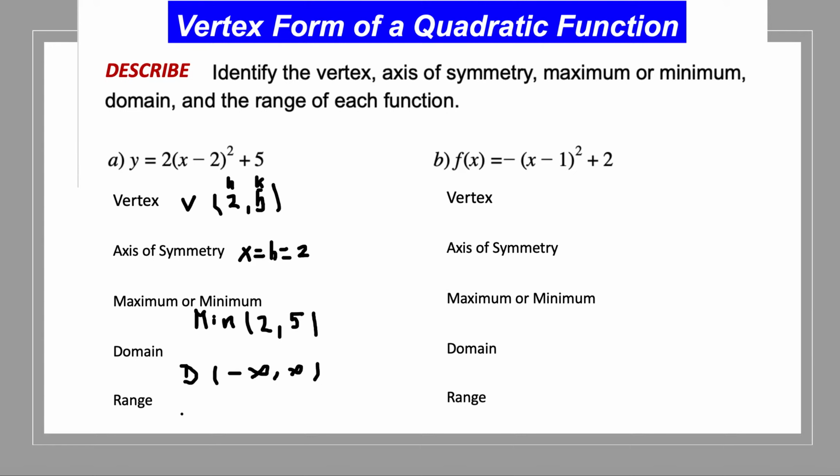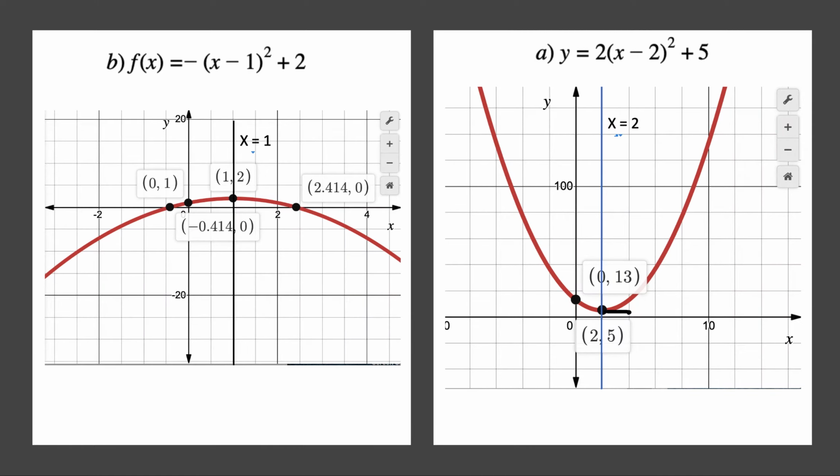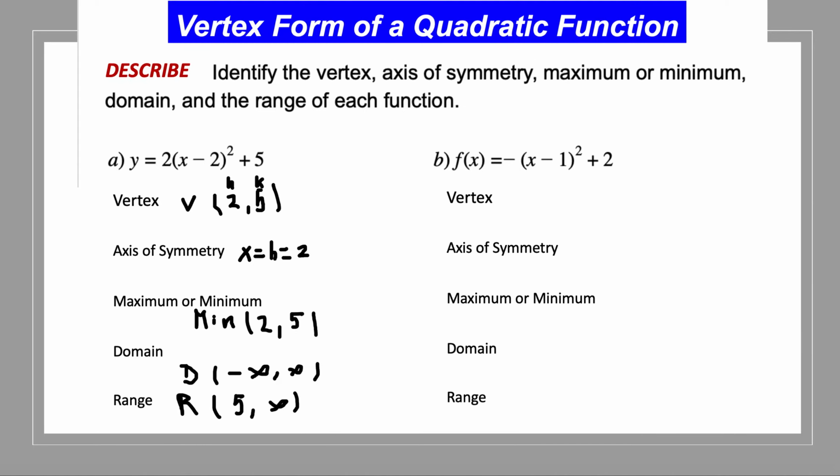So the range is from k to infinity, and k is 5, from 5 to infinity. So for A, those are the information for A. And now we go to B.